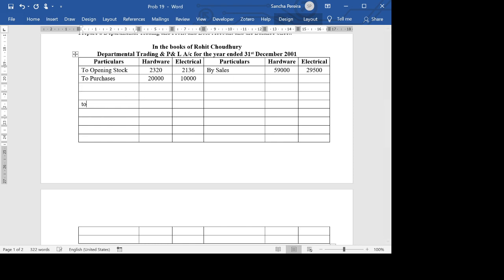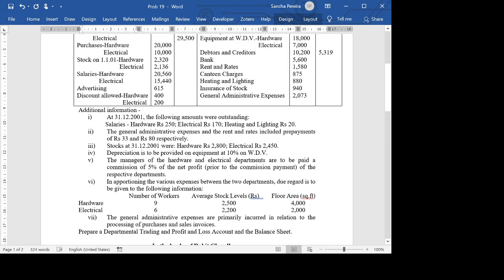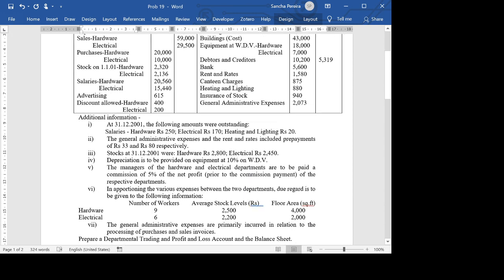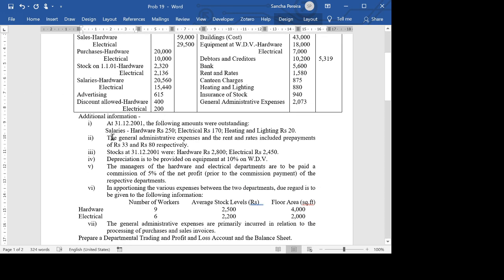To salaries. Now, before we post the salaries, we need to be a little careful because there is an adjustment to salaries. At 31st December 2001, the following amounts were outstanding. Whenever you're solving, even for the exam, you have a hard copy of the question paper with you. As and when you read the adjustments, make a note here so that you don't skip the adjustments when you take this item. So before I take the salaries, I can directly add it here. Salaries given to us are hardware and electrical 20,560 and 15,440.